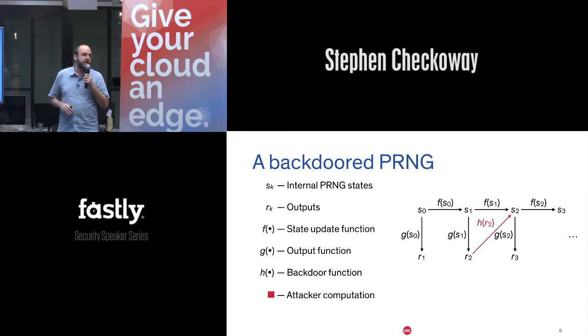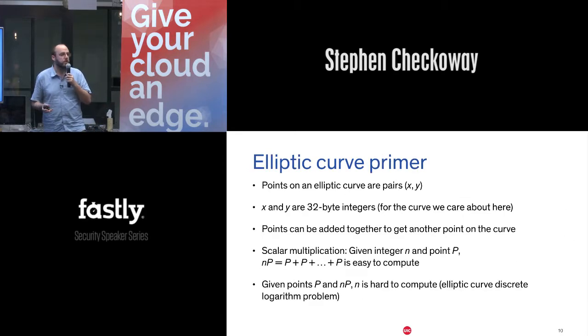Now, the EC in Dual EC stands for elliptic curve, so I have to do a one-slide primer here on elliptic curve math. I apologize for this. It won't be too painful. Essentially, a point on an elliptic curve is a pair of numbers, x and y. And for the curve that we care about, x and y are 256-bit values. They're 32-byte integers. And points on elliptic curves have this rather curious property that you can add them together in a geometric fashion such that you end up with another point on the elliptic curve.